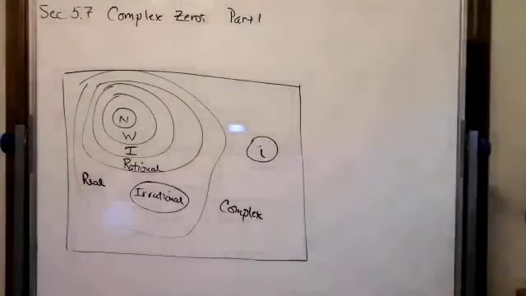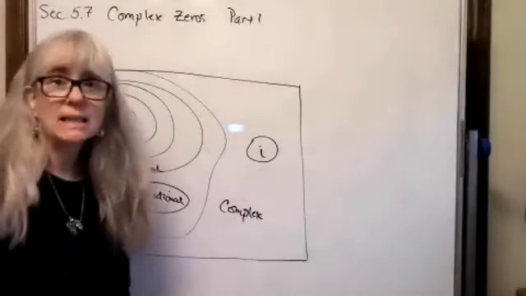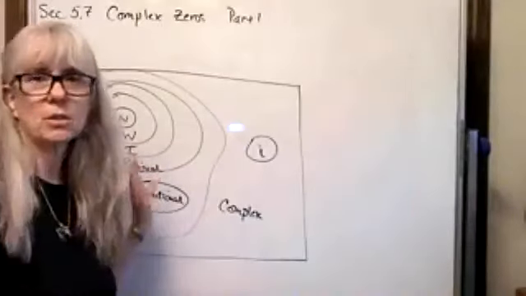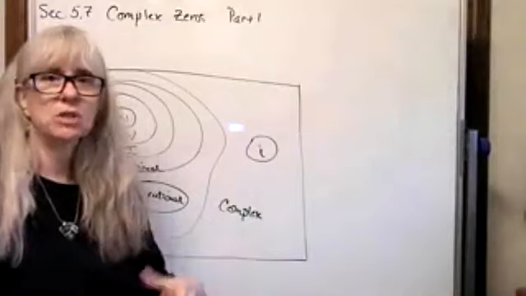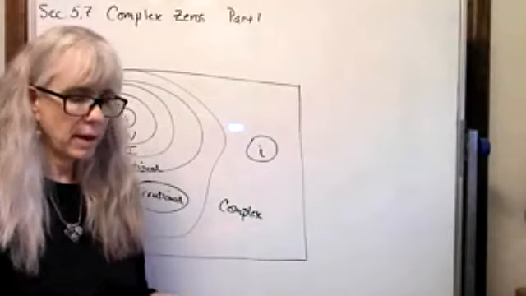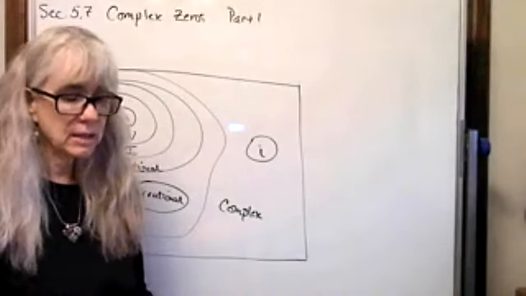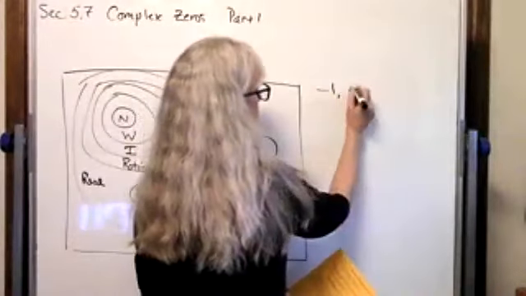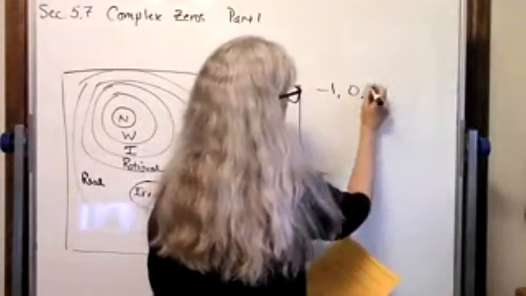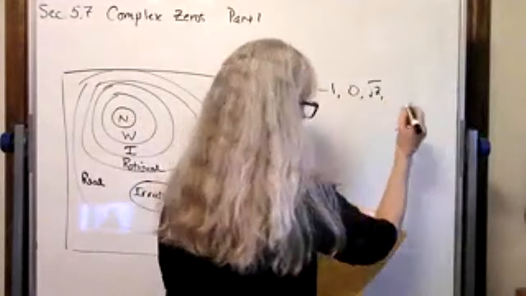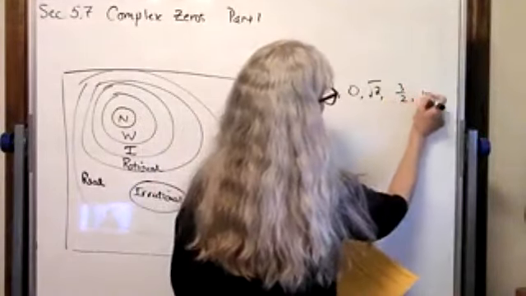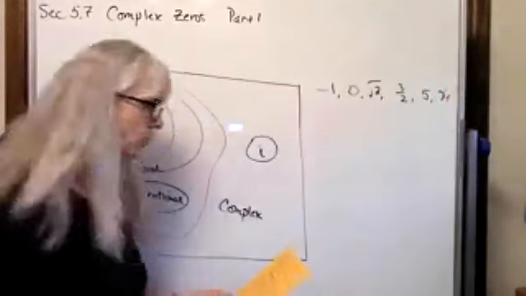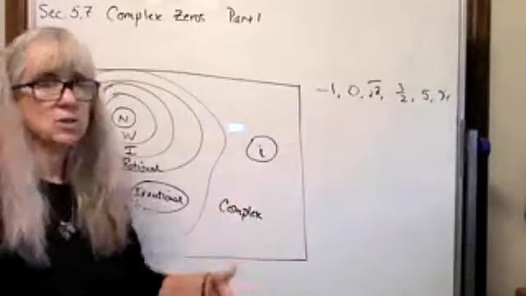So in section 5.7, we finally addressed the complex zeros of real polynomials. The chart you see on the board is not actually on the handout itself, but just to give you a little bit of background, the handout starts off by asking: let's consider the following list of numbers: -1, 0, the square root of 2, 3/2, 5, and 3i. Which of the numbers in that list are complex numbers?